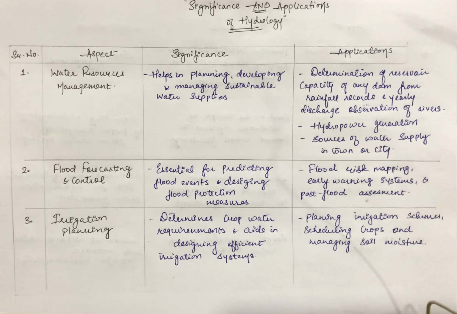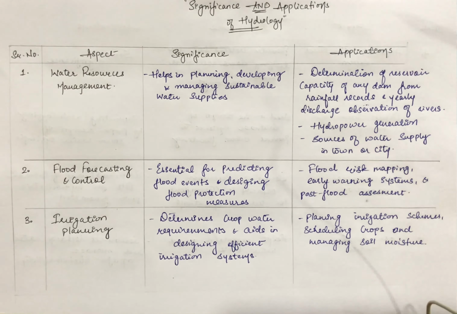Starting with the first aspect of hydrology, which is water resources management. From this point of view, hydrology plays a very important role in planning, developing and managing sustainable water supplies. The best example could be the construction of a reservoir, or determining the capacity of the reservoir of any dam from the rainfall records and the yearly discharge observation of rivers.